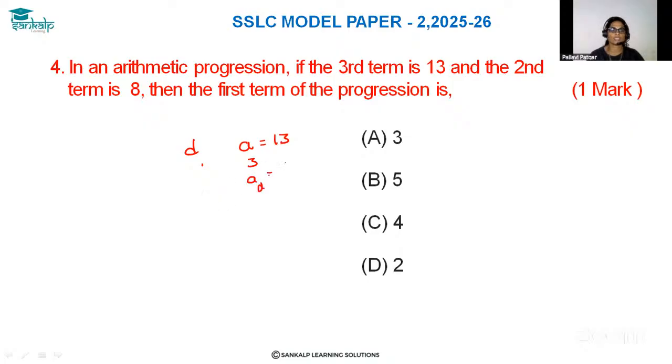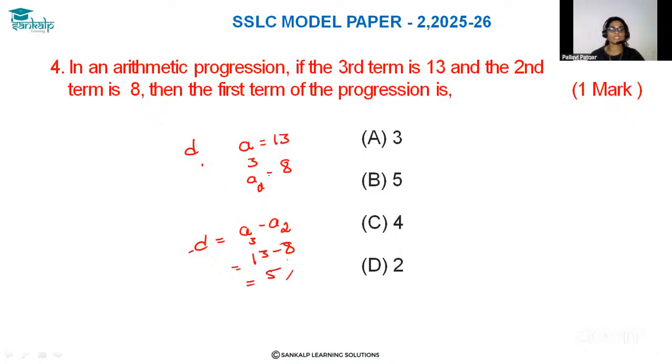A2 is 8. So here the common difference D can be calculated as the difference between the third and second term. So D is equal to the third term minus the second term. Here the third term is 13 minus 8. So this is equal to 5.